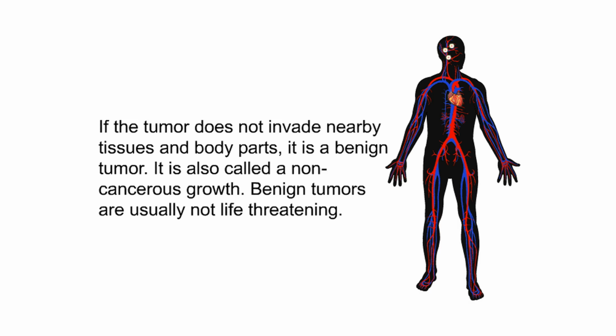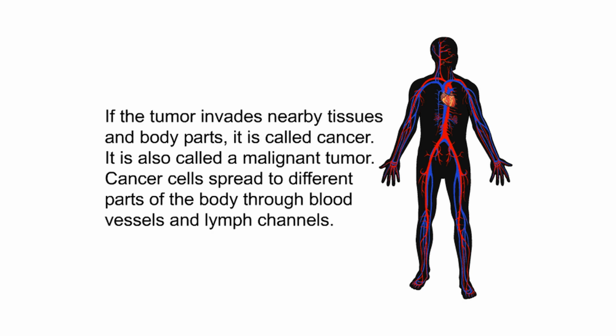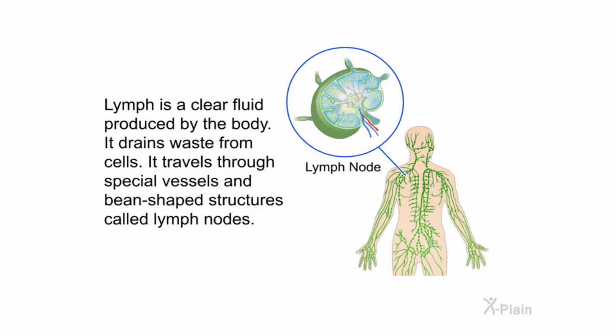Benign tumors are usually not life-threatening. If the tumor invades nearby tissues and body parts, it is called cancer. It is also called a malignant tumor. Cancer cells spread to different parts of the body through blood vessels and lymph channels. Lymph is a clear fluid produced by the body. It drains waste from cells. It travels through special vessels and bean-shaped structures called lymph nodes.